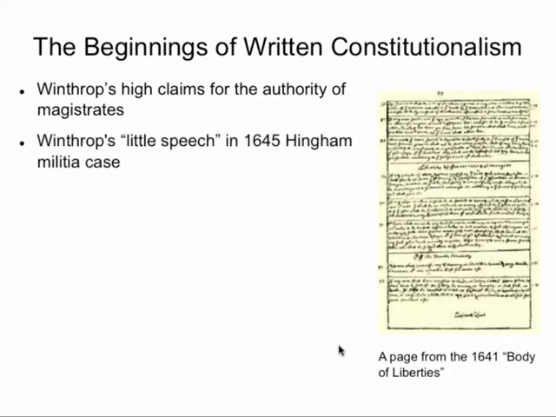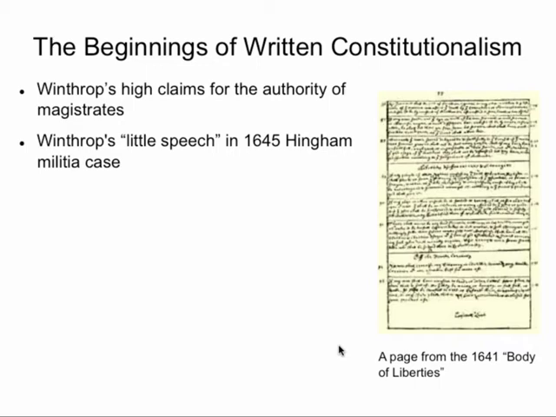At one point in 1645, the people of the town of Hingham, Massachusetts, actually put Winthrop on trial because they felt that he had overstepped his authority as governor in a case having to do with who was going to be in charge of their local militia, their local military force.